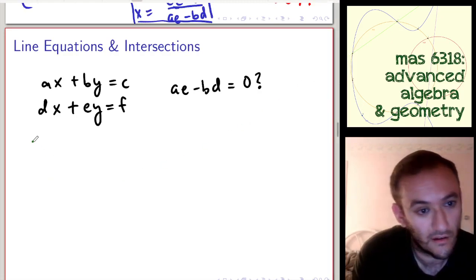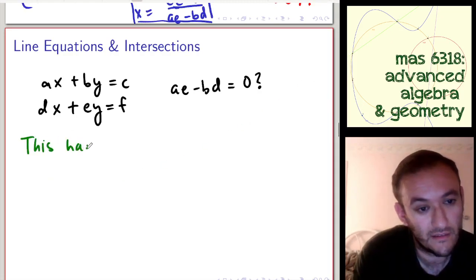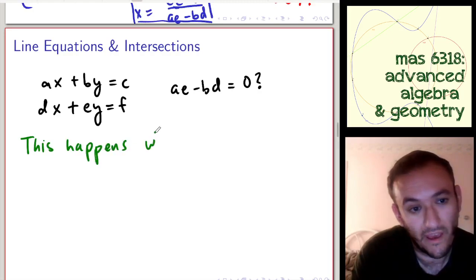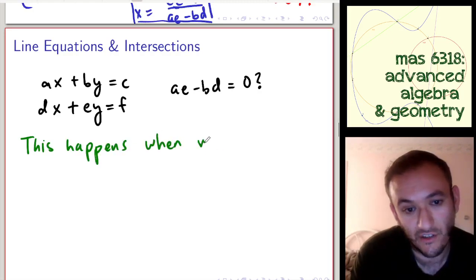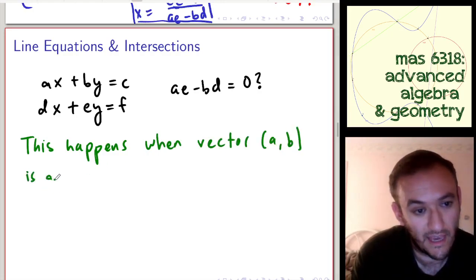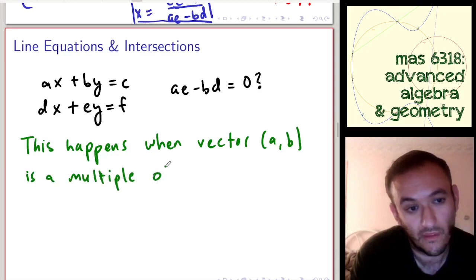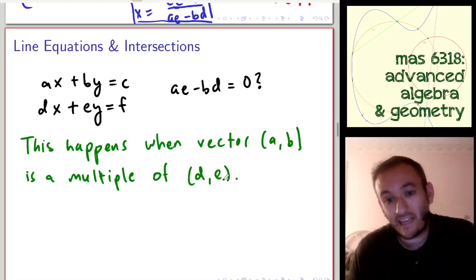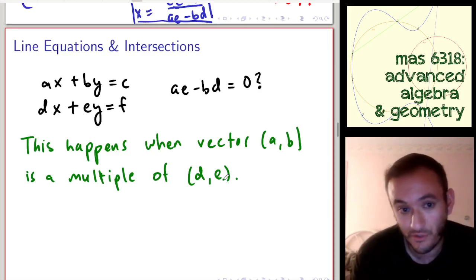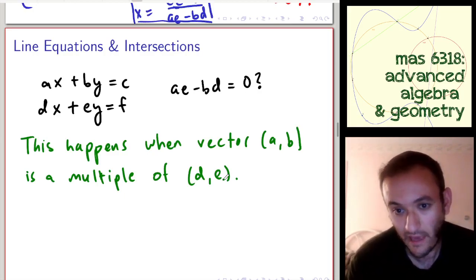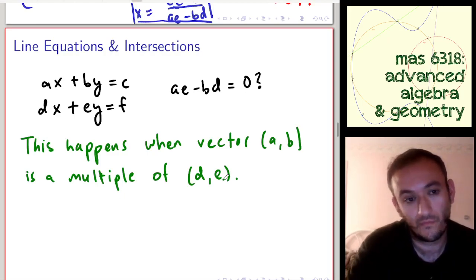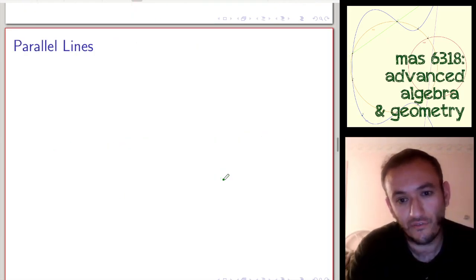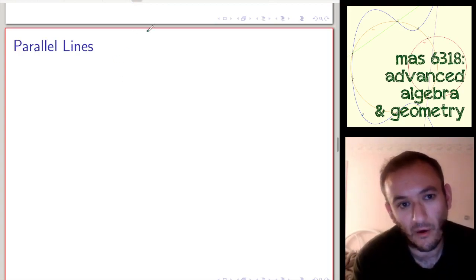This happens when the vector (a, b) is a multiple of (d, e). Okay, so in that case, you won't get a unique solution to the point (x, y). So let's take that a little further. What does that mean about parallel lines?